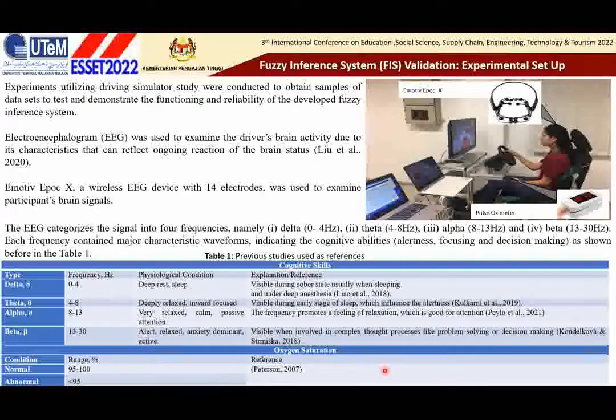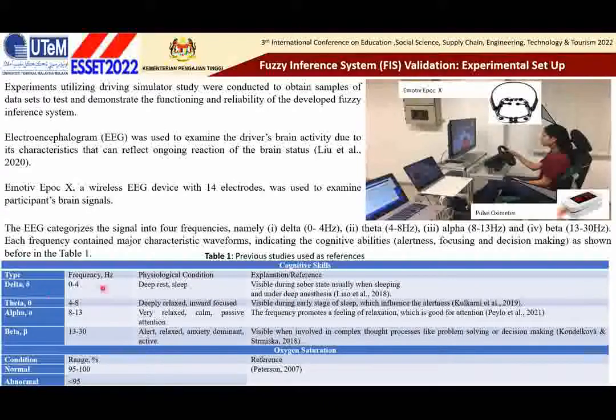Emotiv Epoc X, which is a wireless EEG device with 14 electrodes, was used to examine participants' brain signals. The EEG categorized the signal into 4 frequencies, namely delta, theta, alpha, and beta, and each frequency contained major characteristic waveforms indicating the cognitive abilities, as shown before in table 1 below. This figure shows the experimental setup. To obtain the oxygen saturation level, I used a pulse oximeter.